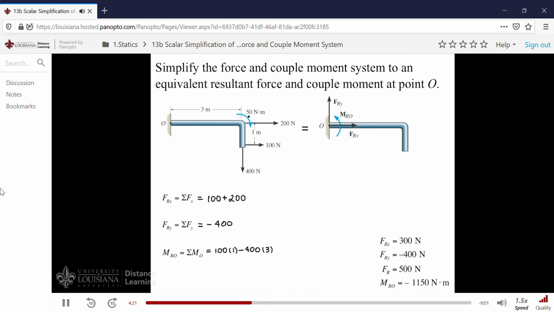And finally, we have our couple moment. We have to add that to our result here. That moment is negative, isn't it? Remember, a couple moment is a free vector. It can act anywhere. And so we're simply moving it to point O. And when you work through the calculation, you get this result, minus 1,150 Newton meters.